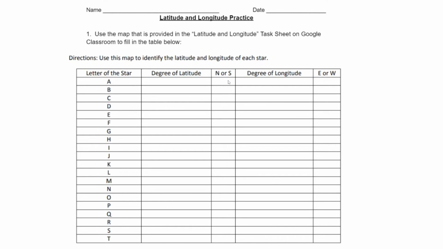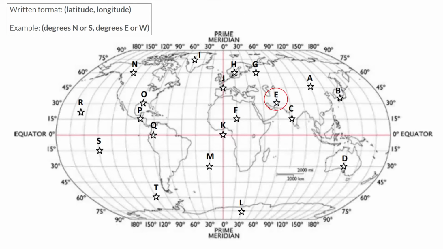So make sure you have this worksheet in front of you, the latitude and longitude practice. And I'm going to show you how to do some random letters over here and figure out how many degrees of latitude and longitude those locations are on Earth. And then please do the rest on your own. So this is the map that we're looking at, and you can find this on Google Classroom.